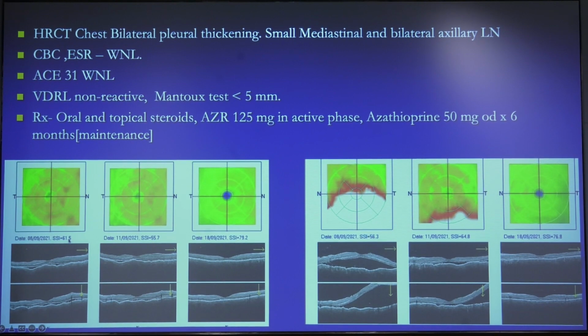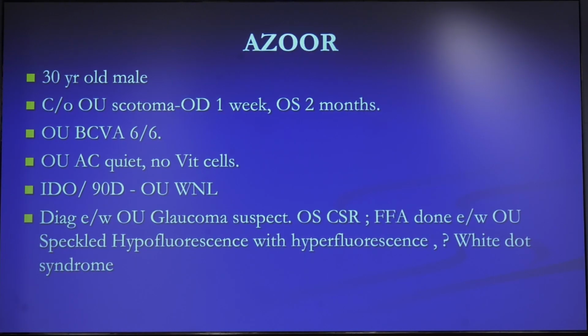So in this case, there was bilateral pleural thickening, and CBC and ESR were normal, ACE was normal, VDRL was non-reactive, and the patient was given oral and topical steroids and then put on immunosuppressants in the form of azathioprine, which the patient took for the next 6 to 8 months, and the patient continued to be fine.